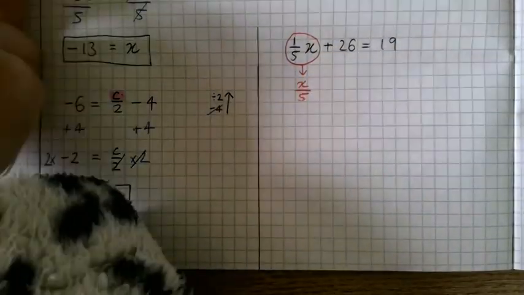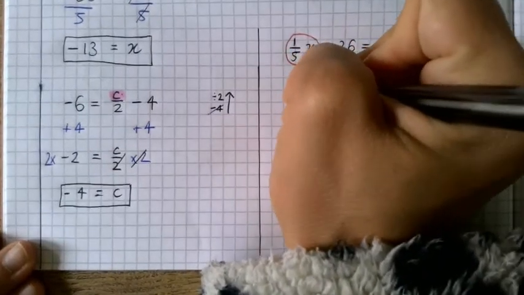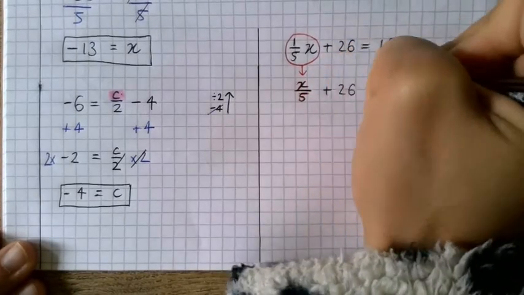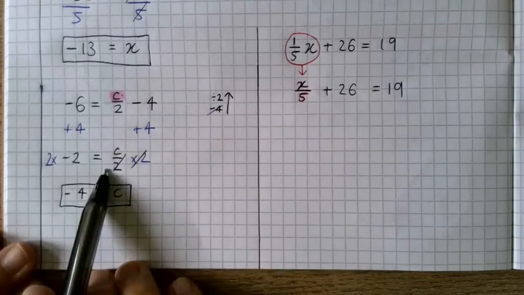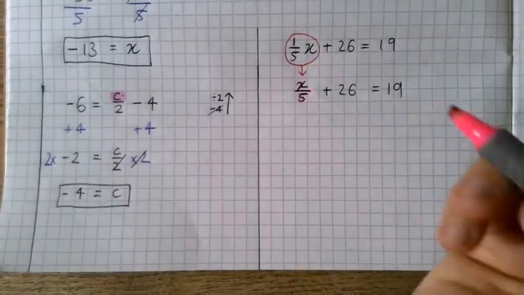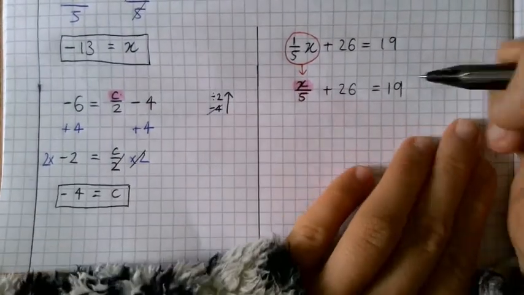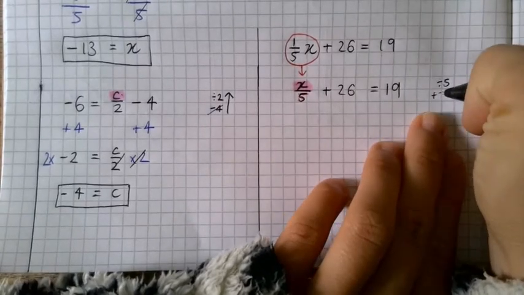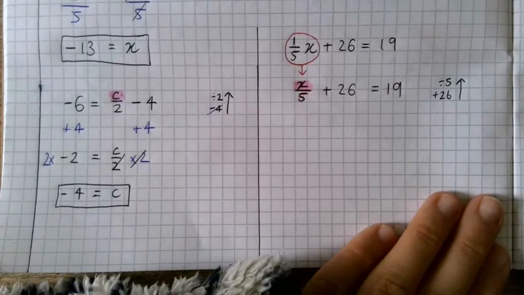In fact, I'm going to write it in my black pen. X over 5 is exactly the same as a fifth x. And when I write it like this it looks exactly the same as one of these questions, which are not too tricky. So what am I trying to do? Well, I'm trying to find what number x is equal to. What is happening to x? It's being divided by 5, and then 26 is added on. And I must work backwards in order to solve and find what x is.